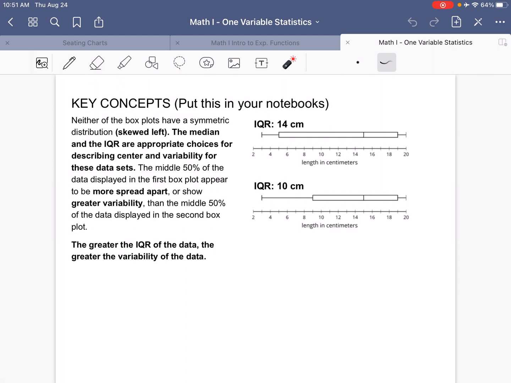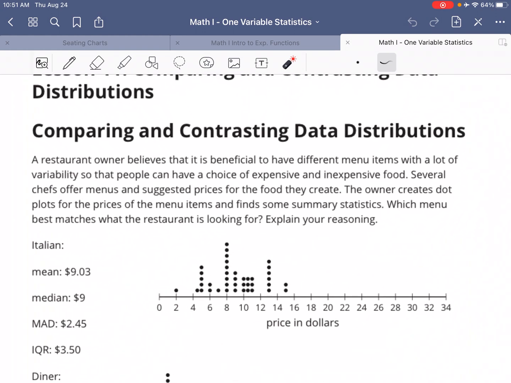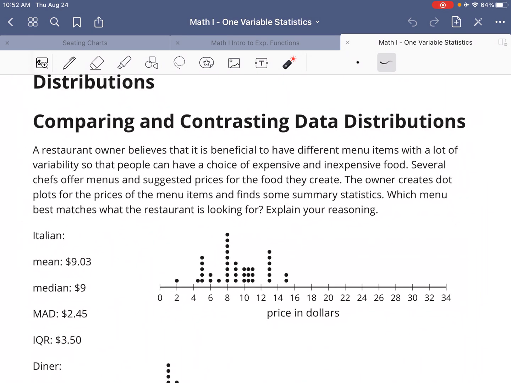Now let's talk about the cooldown, because every year that I've taught this class, students have kind of struggled with this one for some reason. A restaurant owner believes that it is beneficial to have different menu items with a lot of variability. We want our prices to be very spread out. That means that people can have a choice of expensive and inexpensive food. Several chefs offer menus and suggested prices for the food they create. The owner creates dot plots for the prices and finds some summary statistics. Which menu best matches what the restaurant is looking for?